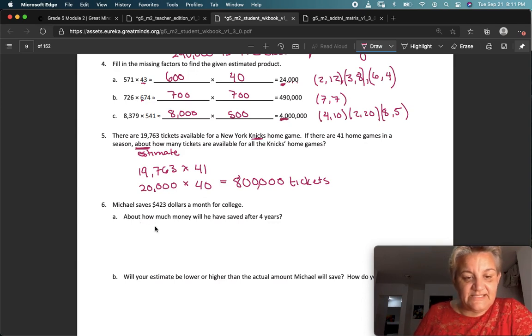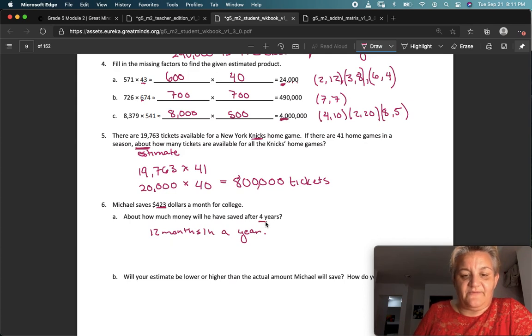Number 6, Michael saves $423 a month for college. Always a good strategy. How is he making $423 a month? I'm not sure. He must be working really, really hard at evenings and weekends. About how much money will he have saved after 4 years? Okay, first of all, you need to know that there are 12 months in a year. Okay, that is some pretty basic math there.